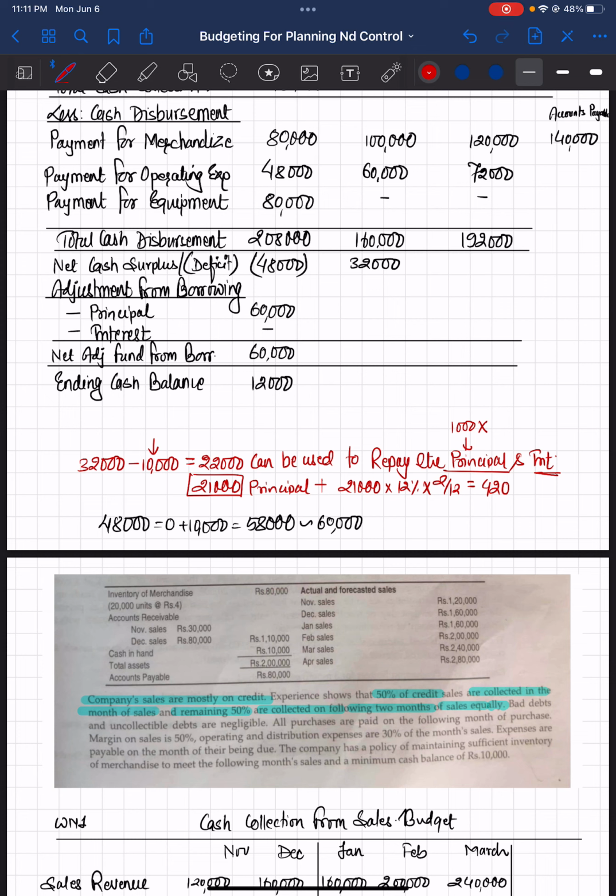So both the amount of principal and interest can be accommodated in this way. So we pay 21,000 as a principal, and out of 420 we'll be paying only 400. The reason is that it needs to be paid in the nearest of the 100. So altogether we'll be paying 21,400 as a loan repayment. So out of 31,000, if we pay this 21,400, that's going to be 10,600.